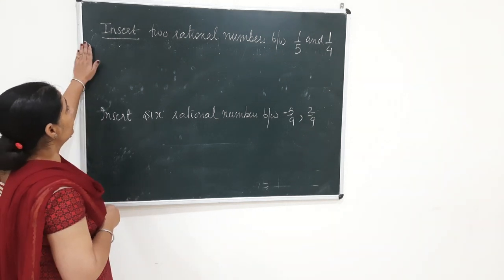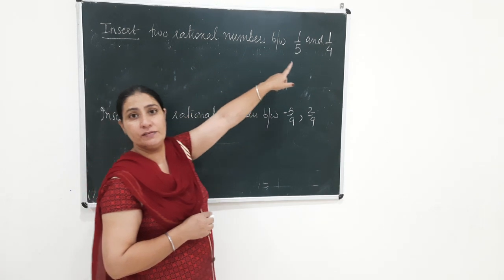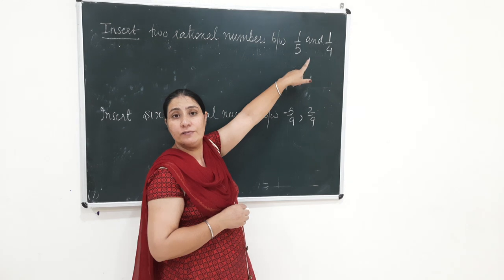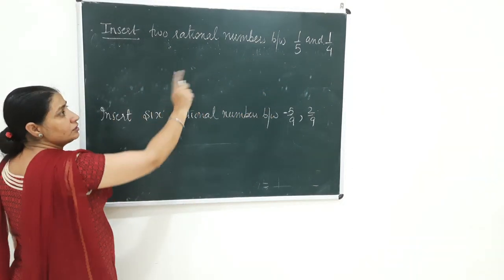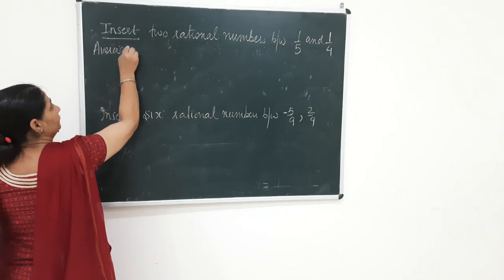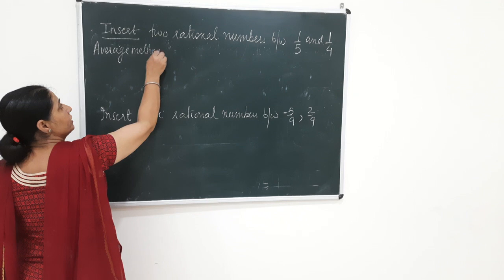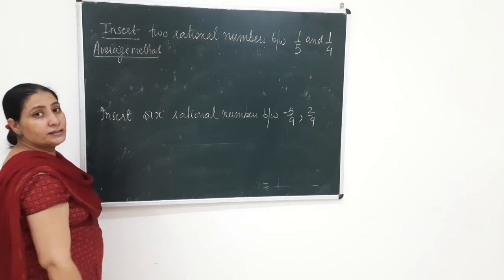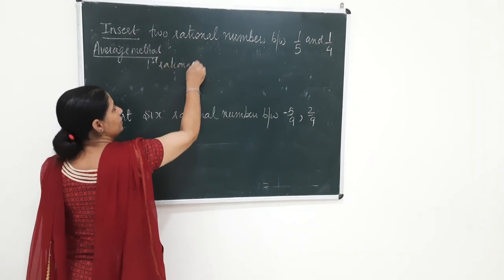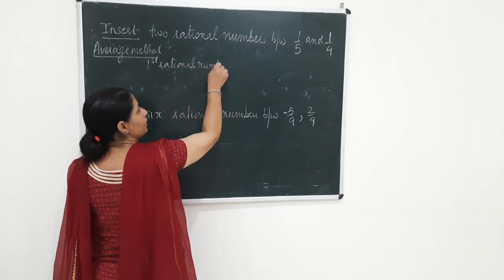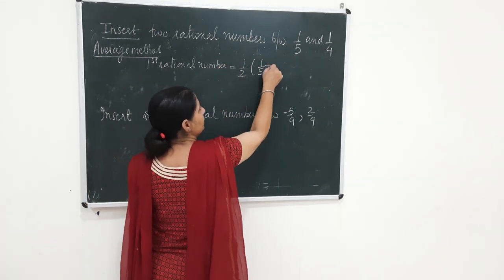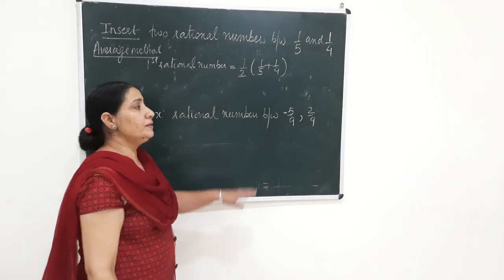Now beta, the topic now is inserting rational numbers between given numbers. The first is insert two rational numbers between 1 by 5 and 1 by 4. Now beta, when you have to insert two rational numbers, I will be using the method which is called the average method. First of all, I will teach you what is the average method. In average method, when you have to find the first rational number, what simply you have to do is take the sum of these two numbers and multiply it with half.